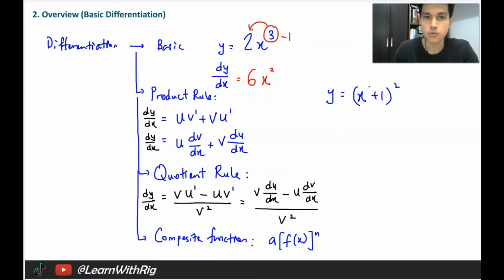But if the question comes out something like this, instead of power 2, they gave you power 10. When it is square, you can just straight away expand it, correct? But if it's power 10, are you going to expand 10 times? No, you're not going to do that. Because of that, there is an easier way to solve this kind of question.